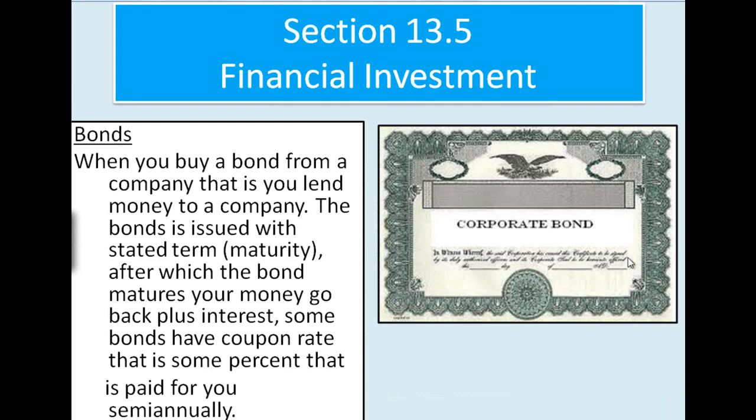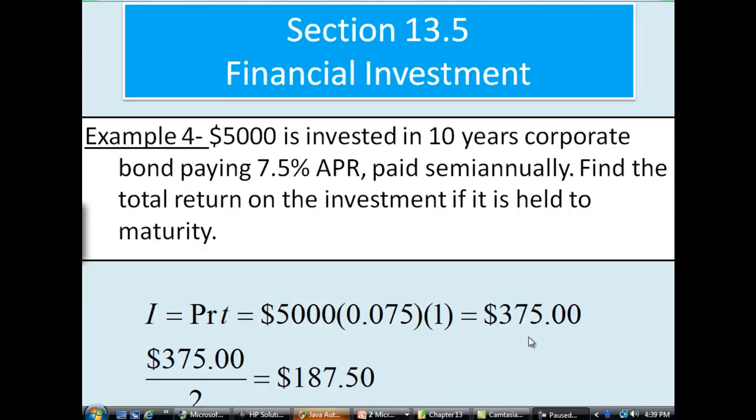Okay, you see one picture of the corporate bonds. Let's see one example of a bond. Suppose we have $5,000 invested in 10-year corporate bonds, paying 7.5% APR, paid semi-annually. Find the total return of the investment if it is held to maturity.